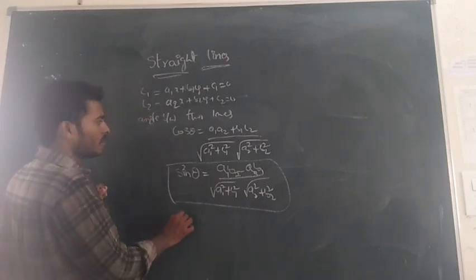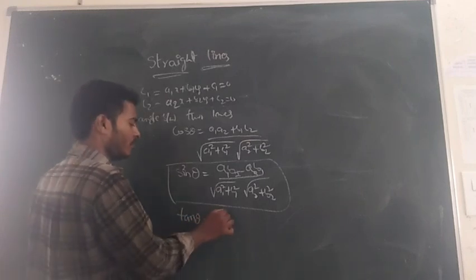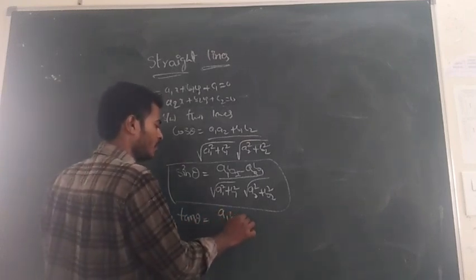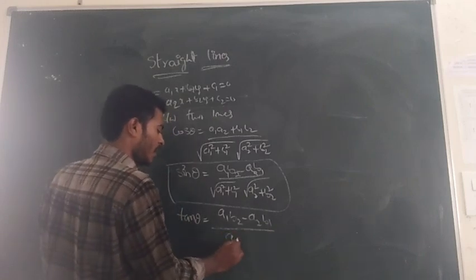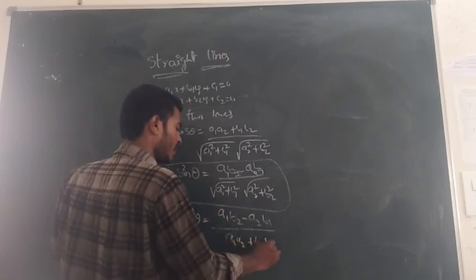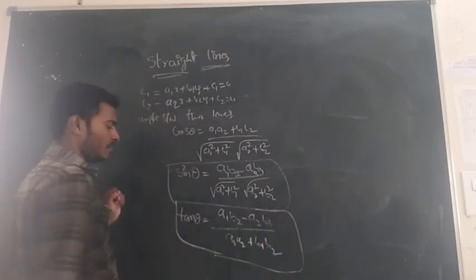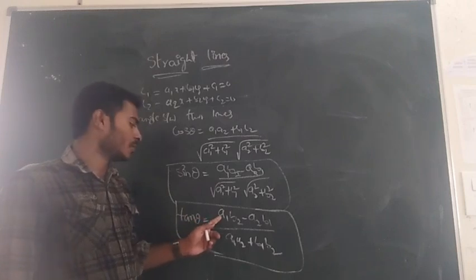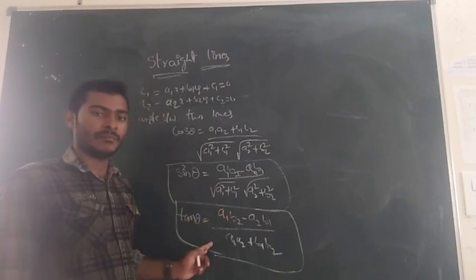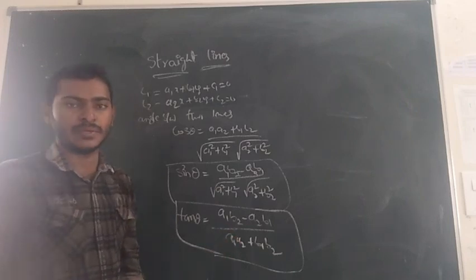Now tan theta is equal to A1 B2 minus A2 B1 by A1 A2 plus B1 B2. It is the formula to find the angle between the straight lines. This is the tan theta formula.